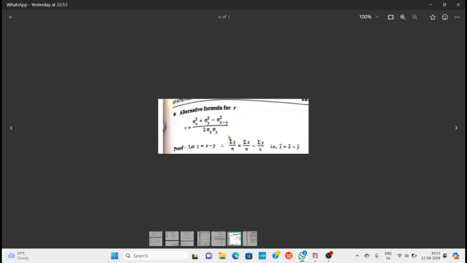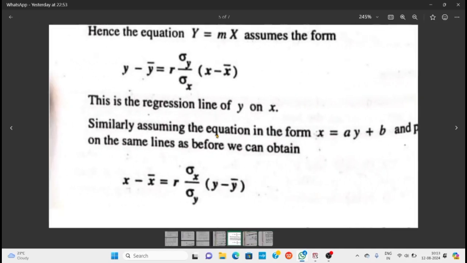To find the correlation coefficient, we have the formula r is equal to sigma square x plus sigma square y minus sigma square (x minus y) divided by 2 sigma x sigma y.